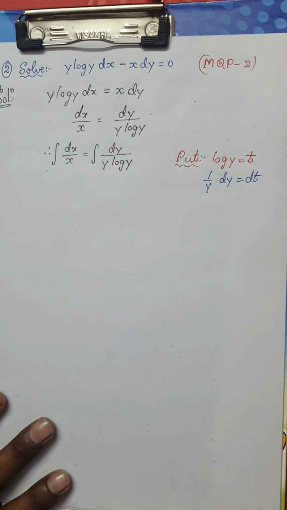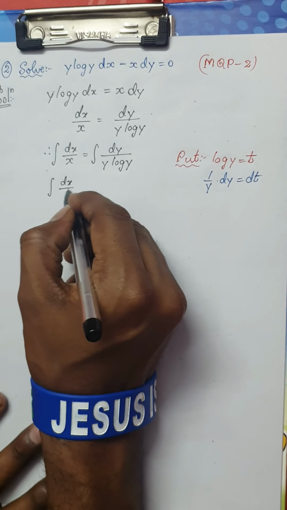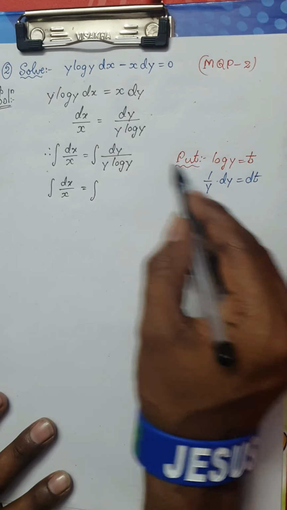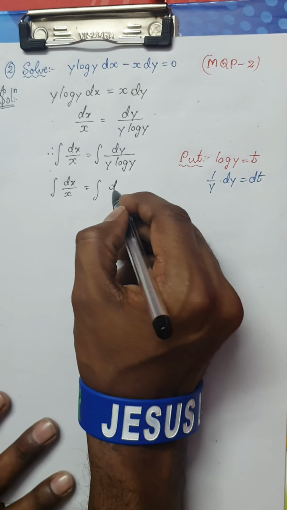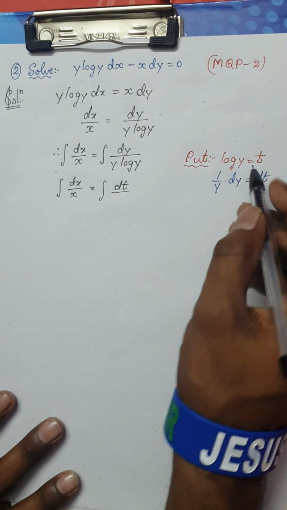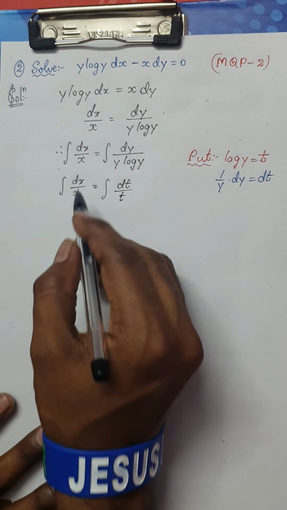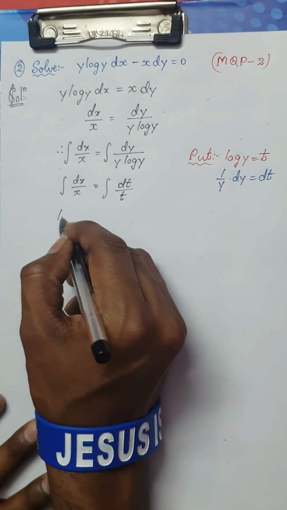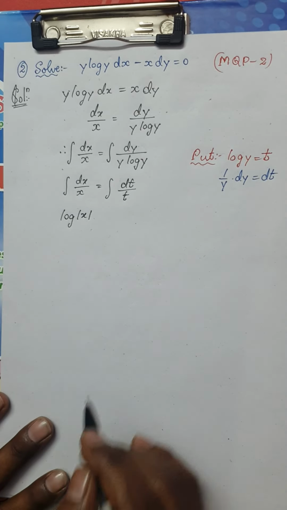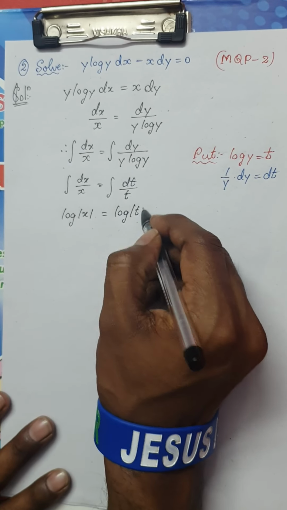So see what happens to the integral now. Let me write it as integral of dx divided by x. This is nothing but, now look here, integral of 1 by y dy would simply be taken as dt, divided by, now log y is taken as t. Is it clear? Now what is the integral of dx by x? A standard integral of dx by x would be log of mod x. Similarly this would be log of mod t.